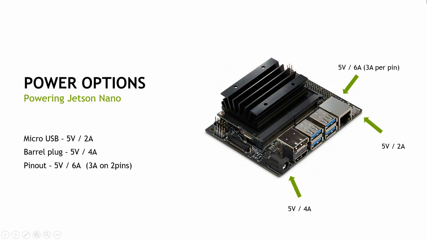Instead of reducing the power consumption of the Jetson Nano using nvpmodel, we could also provide more power to the Jetson Nano development kit using some other options. These options include powering at 5 volts 4 amps over the barrel plug adapter, or by powering at 5 volts 6 amps using 2 of the 3 amp pins on the GPIO header, or, as mentioned earlier, powering at 5 volts 2 amps over micro USB. For JetBot, we're powering over the micro USB port because of the simplicity, but for your project, depending on the power consumption, you might want to use one of the other options.